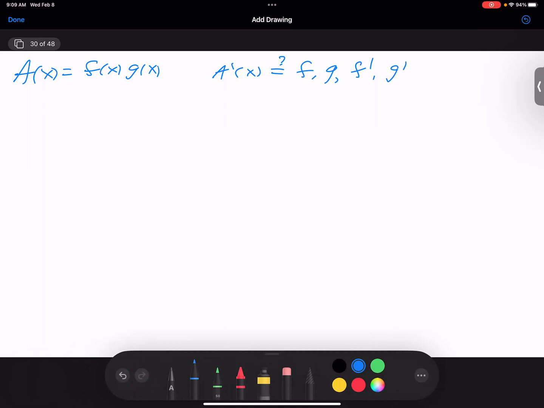So I need some functions such that I can take their derivatives and I can take the derivative of their product. So can someone give me two functions f and g, which I can differentiate, and I can differentiate their product? So what are some functions? Yes, x cubed and what else? Good, so x cubed and x squared.